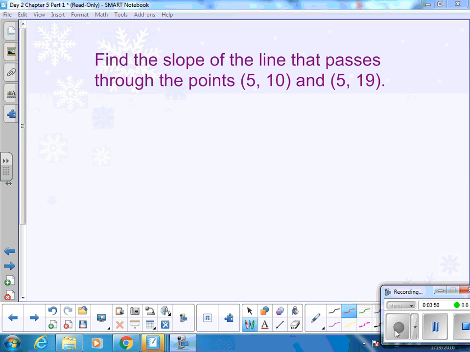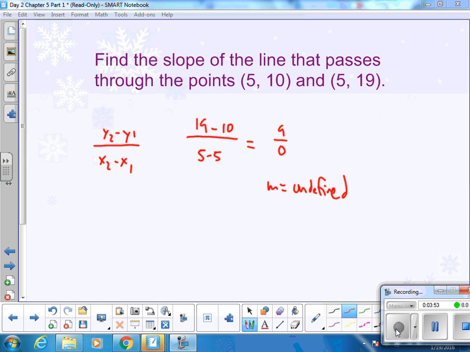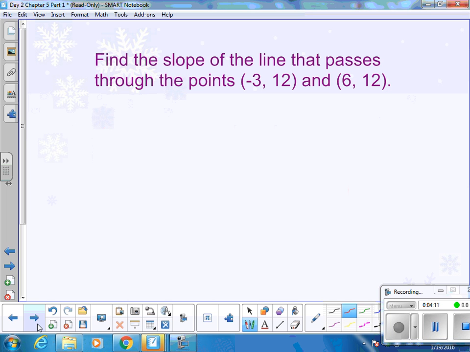All right, you press pause and try this one out. This one, when I do 19 minus 10, I get 9. 5 minus 5 is 0. So it rises 9, but it runs 0, which tells me this is undefined. This is a vertical line. It does not run at all, and there's no slope.